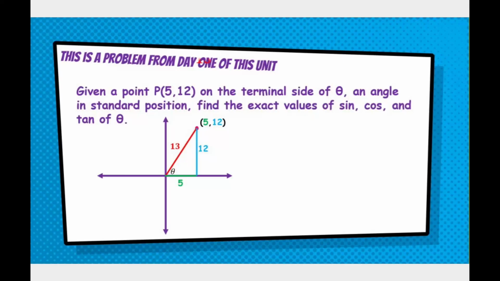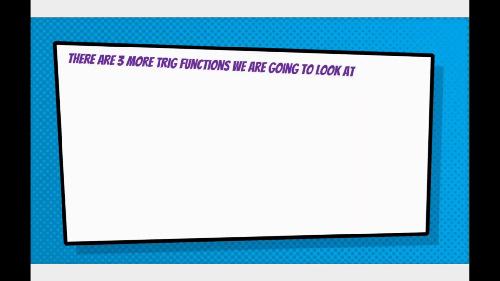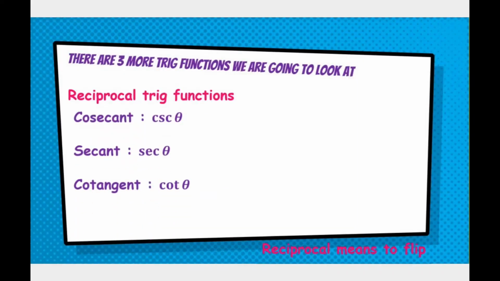So here's a problem from day one of this unit where we're given a point, and just to talk about what a reciprocal function is. If that's our theta and we're trying to write our trig ratio for sine, opposite of that angle is 12, hypotenuse is 13, cosine is this, and tangent is this. We've already done that. So the reciprocal functions are the cosecant, secant, and cotangent.